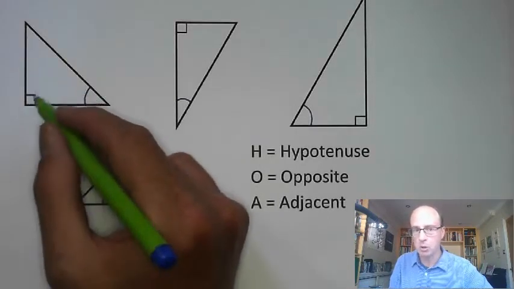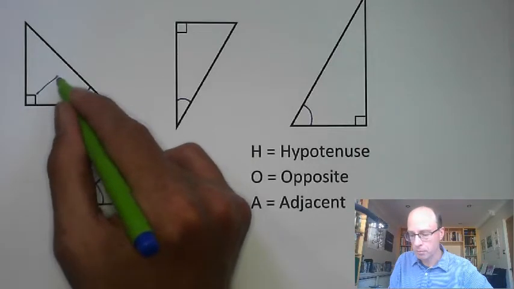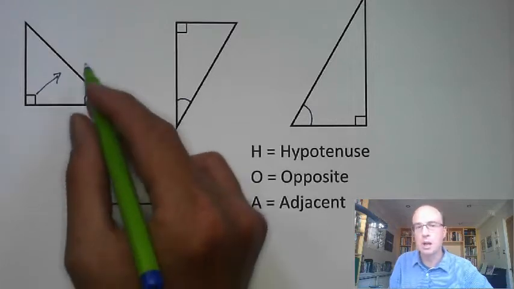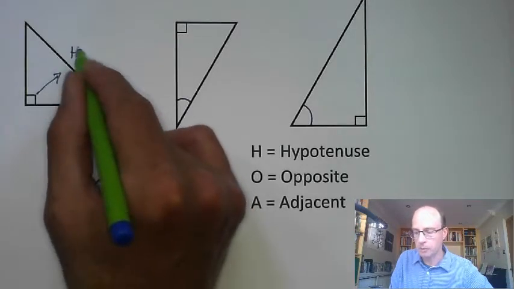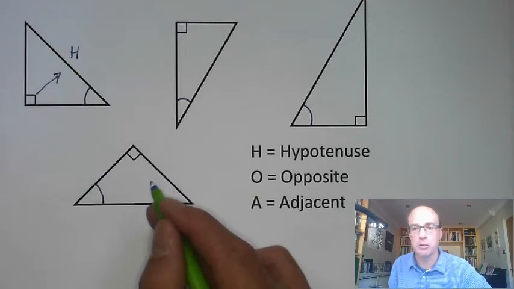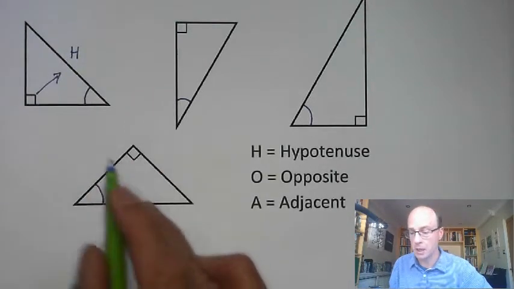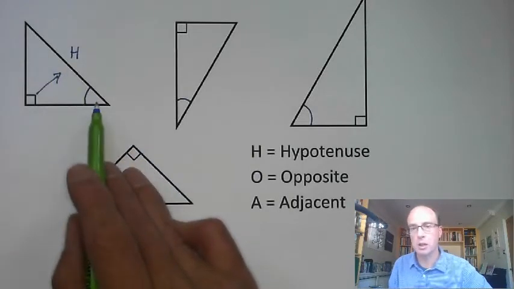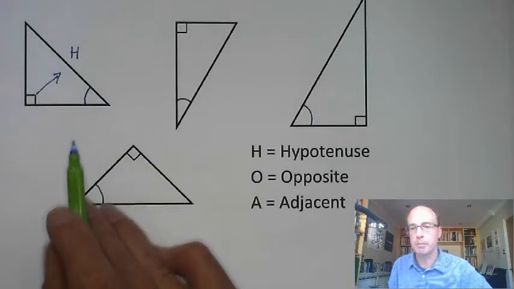We are going to draw an arrow away from the right angle, and that's going to point towards the longest side, the hypotenuse. This should be familiar from the work that we've done before; the definition's the same. If I draw an arrow away from my right angle, it's going to point towards my longest side, which I call the hypotenuse.